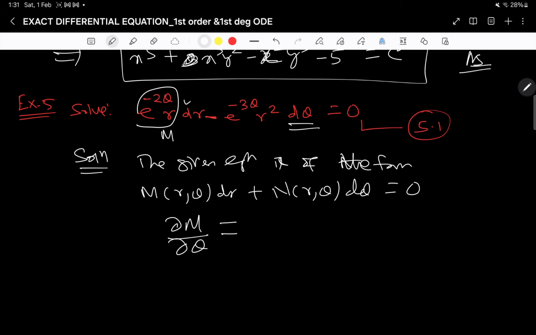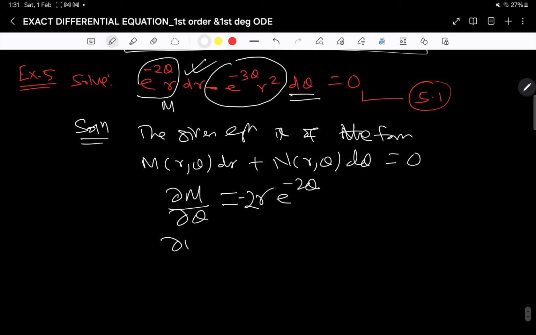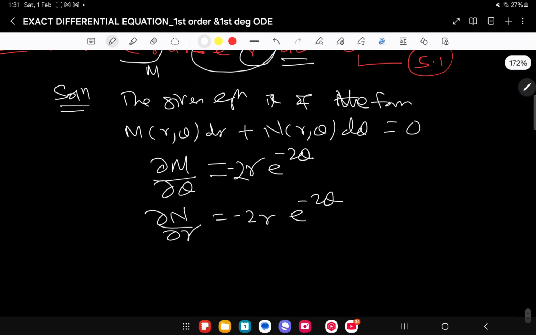If we differentiate it, r is constant, it is minus 2 e to the power minus 2 theta, and your del N by del r, what is your del N by del r? You check it, del N by del r, it is 2r, so it is minus 2r e to the power minus 2 theta.